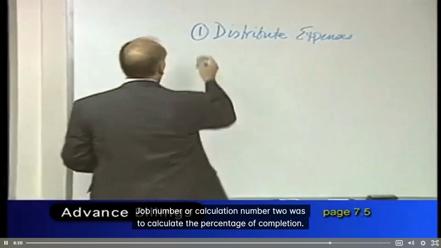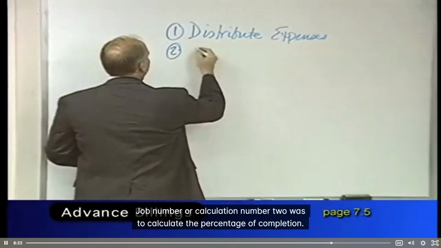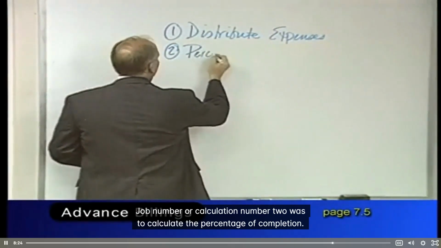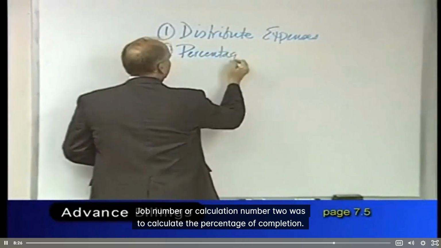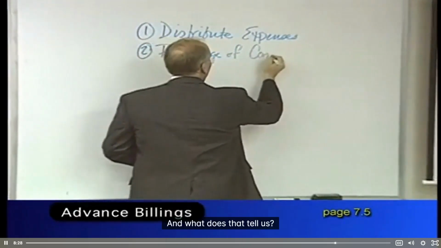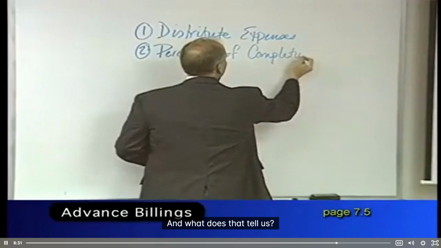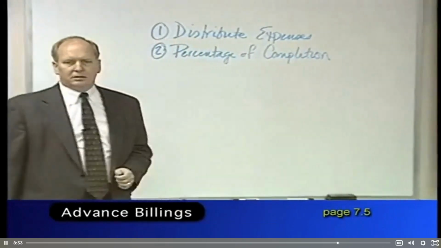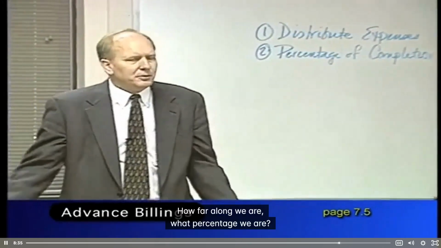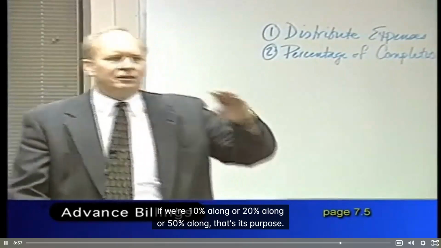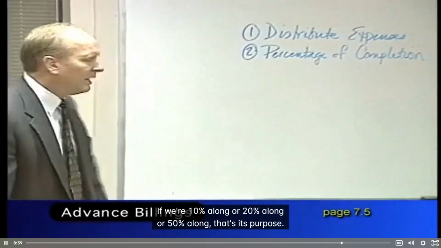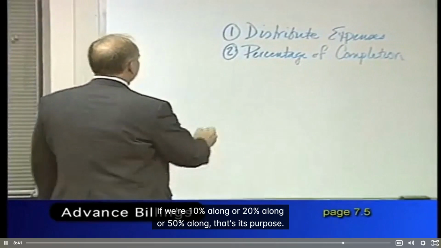Okay, calculation number 2 was to calculate the percentage of completion. And what does that tell us? How far along we are, what percentage we are. If we're 10% along or 20% along or 50% along, that's its purpose.